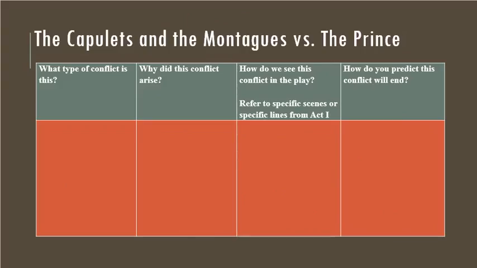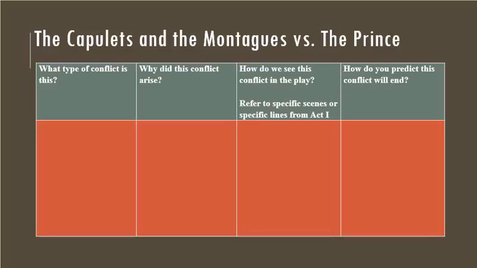What I want you to do is think of Romeo and Juliet. There are lots of types of conflict in the play. In tonight's homework, you'll see an activity after this lesson. You're going to identify the type of conflict that I give you. You're going to find examples of it in Romeo and Juliet. And then you're going to make a prediction on how you think this conflict will end. So what you're going to see is what type of conflict, why did this conflict arise, how do we see it in the play, how will it end.